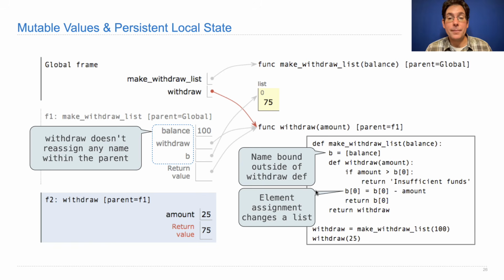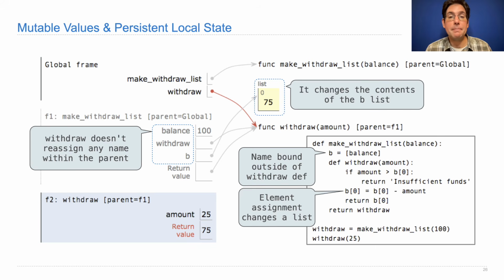Instead, what we're doing is referring to b, which is always the same b. It's always the same list. It's just the contents of the list is changing over time. So withdraw doesn't change what these are bound to. Instead, it changes the value of b itself. And as a result, I used the mutable value, something built into Python, in order to create a mutable function.